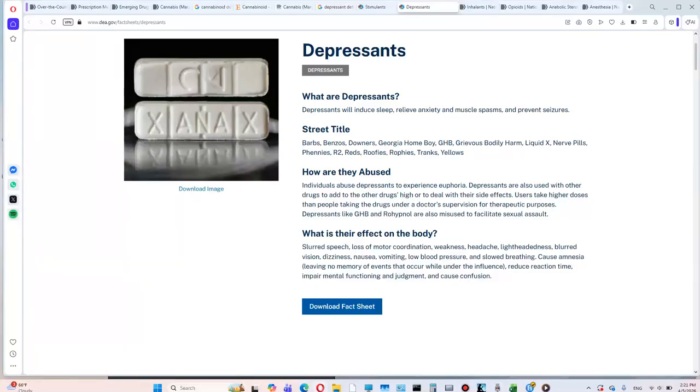What is their effect on the body? Slurred speech, loss of motor coordination, weakness, headache, lightheadedness, blurred vision, dizziness, nausea, vomiting, low blood pressure, and slowed breathing. Cause amnesia, leaving no memory of events that occur while under the influence. Reduce reaction time, impair mental functioning and judgment, and cause confusion.